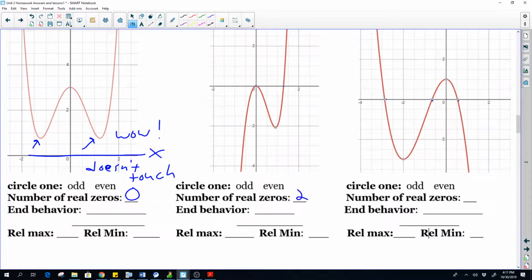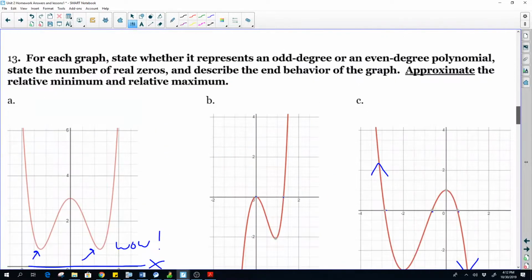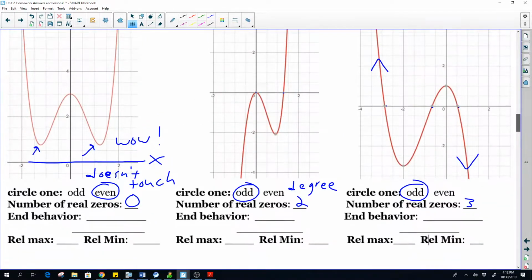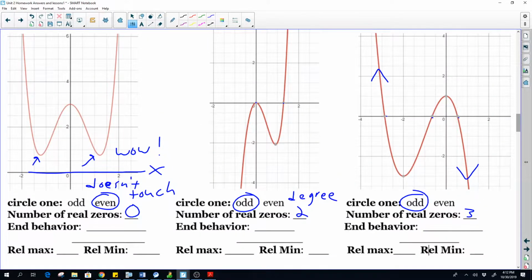And then this one, 1, 2, 3. Because it's 3, let's see. Oh, no, because it goes up and down and in opposite directions, this will be an odd degree function. This one will be an even degree. When they're just talking about the degree, if you look in the directions of the practice test, it's talking about even or odd degree. So if they're going the same direction, it's even. If they're going in different directions, odd.